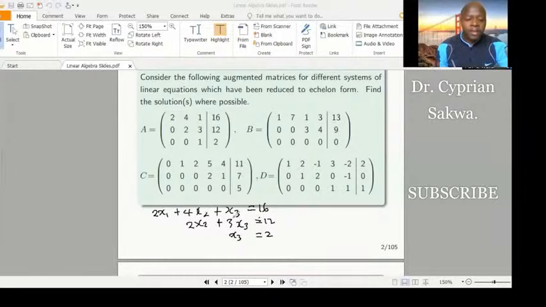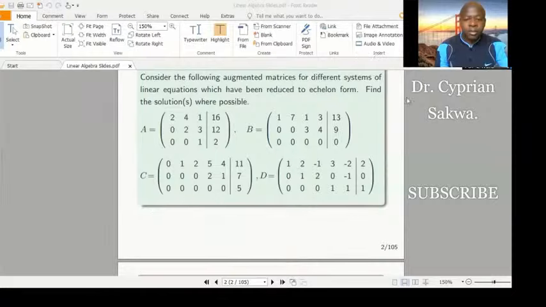So what is the nature of the solution? I can see that I can get x3 to be 2. That means I can solve this system going up. Once I have x3 as 2, I'll go to this equation here and find the value of x2, and then proceed to the first equation and find the value of x1. In fact, this system has one solution, because I can get one value for x3, one value for x2, and one value for x1. So this system has a unique solution, or one solution.